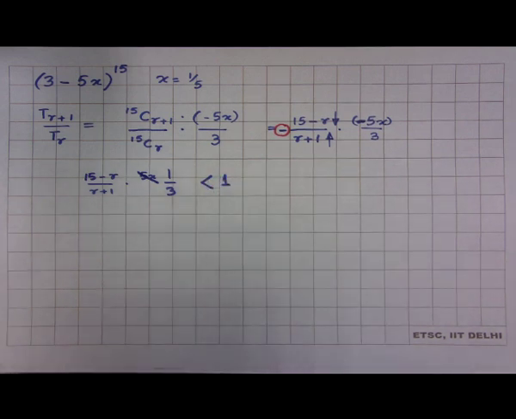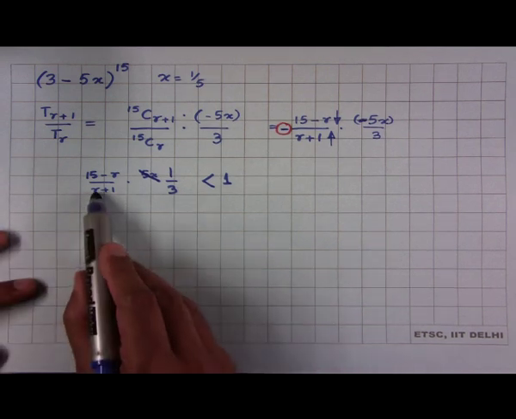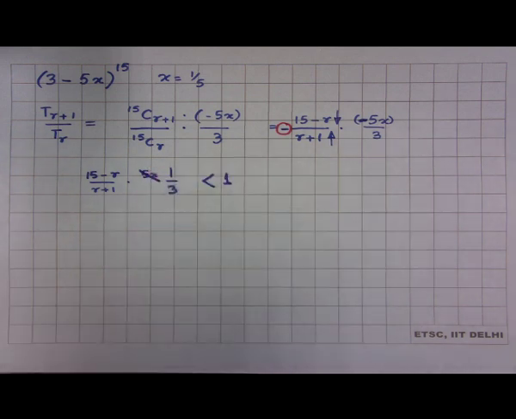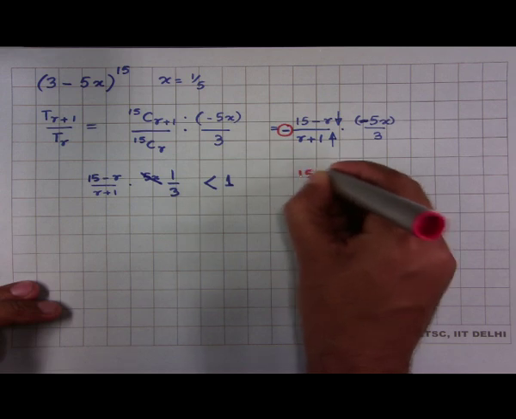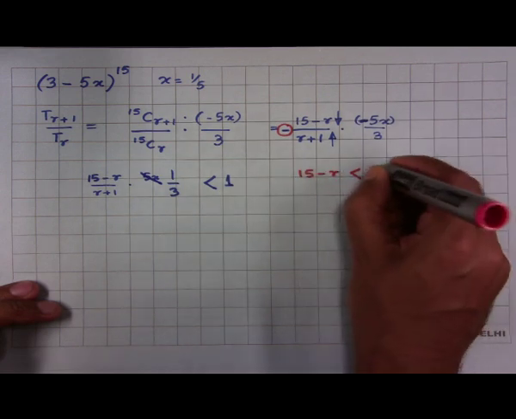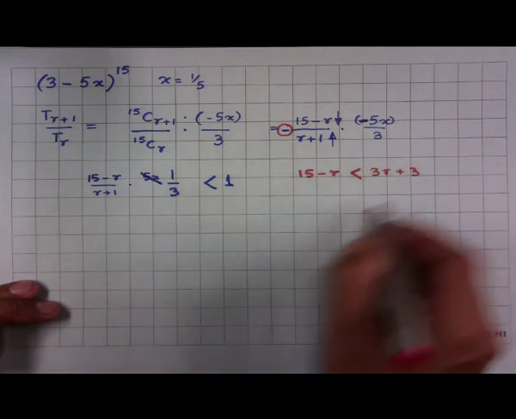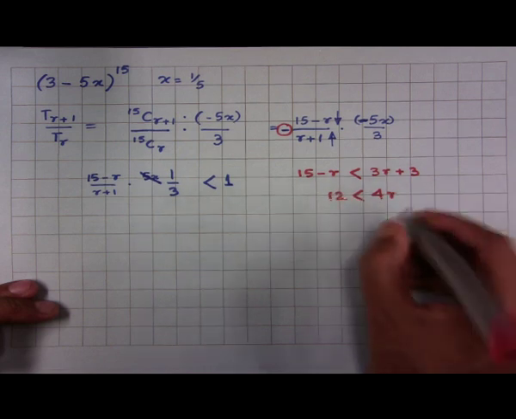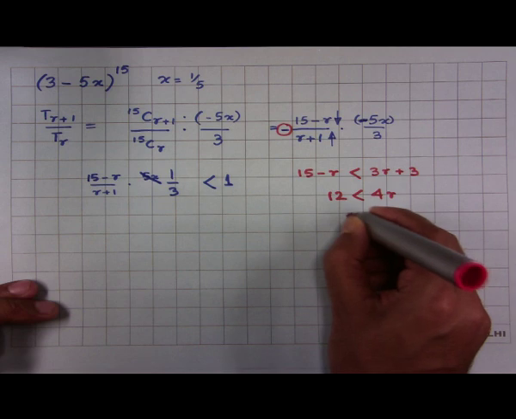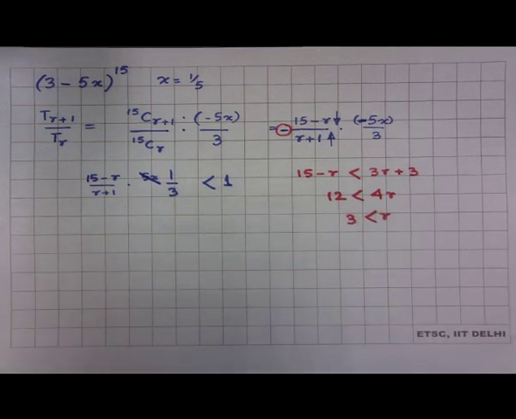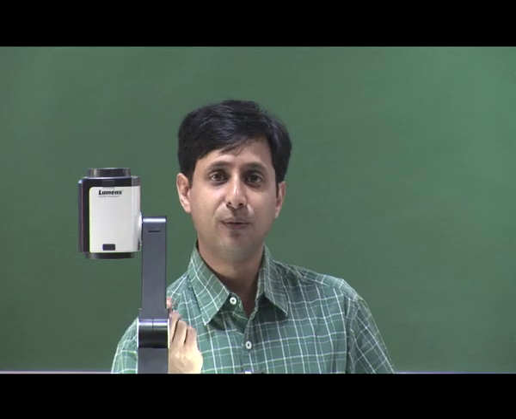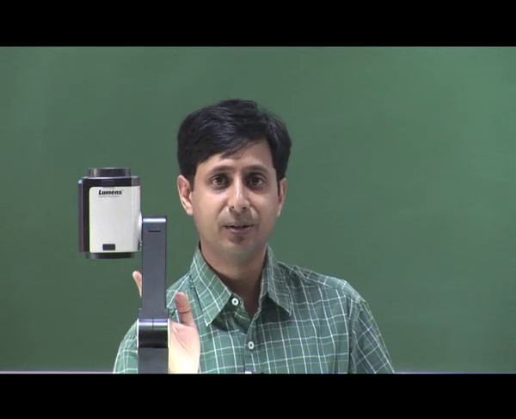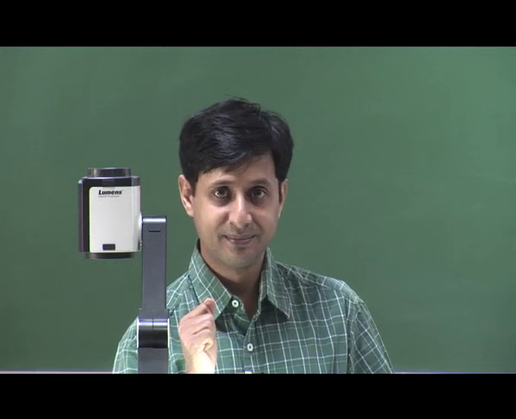And what is r in that case, that is what you are looking at. So, you solve this: 15 minus r is less than 3 r plus 3, and then move things around, 4 r must be greater than 12, which means r must be greater than 3. So, when r is equal to 3, you will still have T r plus 1 greater than T r, but when r is equal to 4, T r plus 1 is no longer going to be greater than T r.